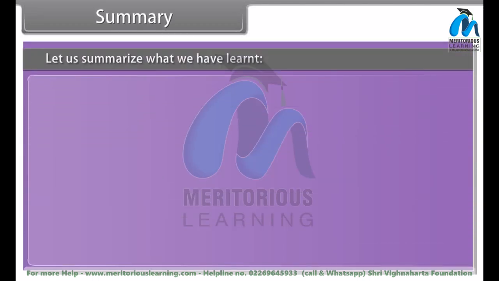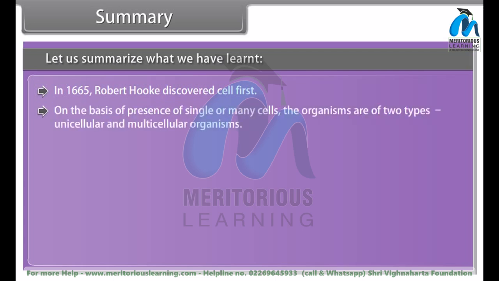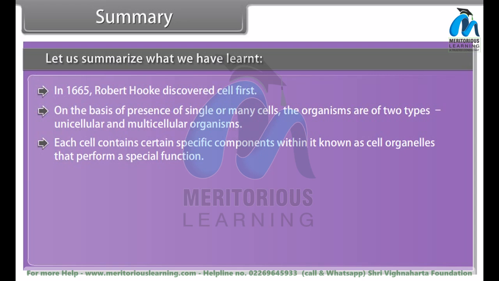Let us summarize what we have learned. In 1665, Robert Hooke discovered the cell first. On the basis of presence of single or many cells, the organisms are of two types, unicellular and multicellular organisms. Each cell contains certain specific components within it, known as cell organelles, that perform a special function.